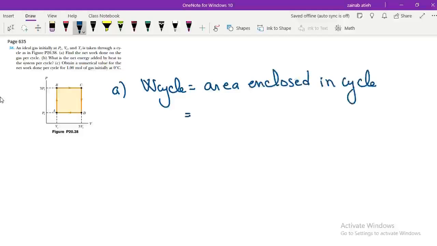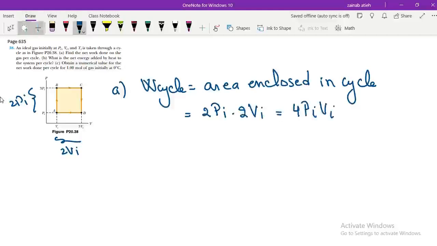Here you can see that we have 2 Pi, and down we have 3 minus 1, it's 2 Vi, so I will get 2 Pi multiplied by 2 Vi, which will give me 4 Pi Vi. Remember that Pi and Vi are the initial pressure and volume. So this is the work done by the cycle. You can also calculate the work done by the cycle as work AB plus BC plus CD plus DA.